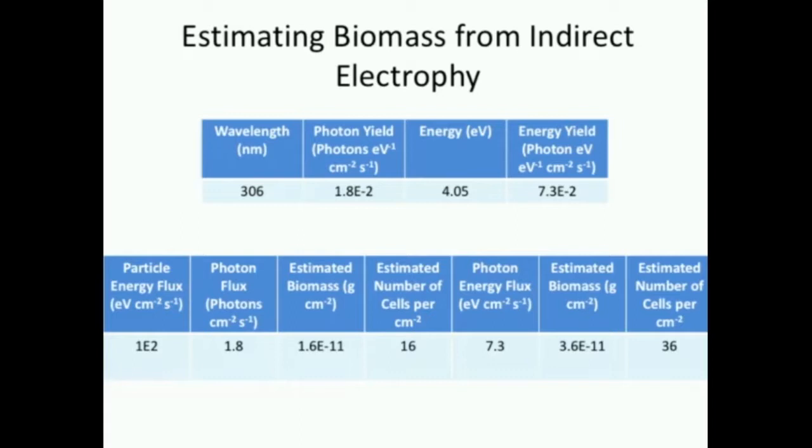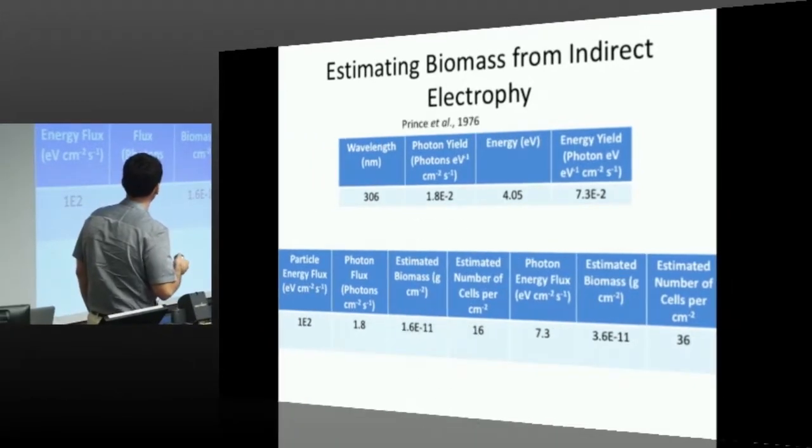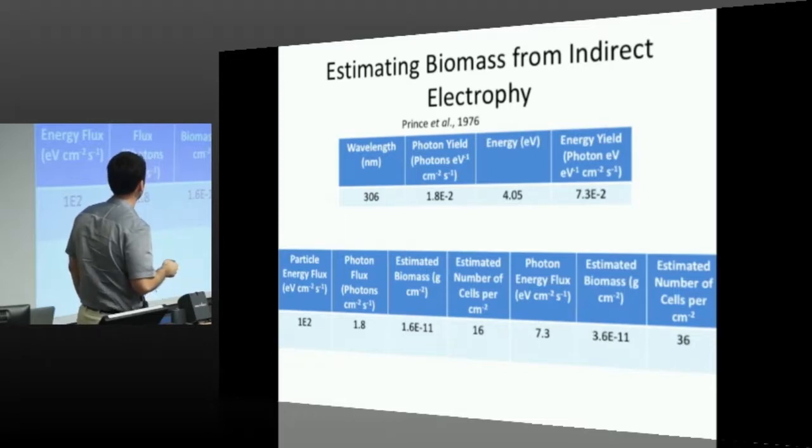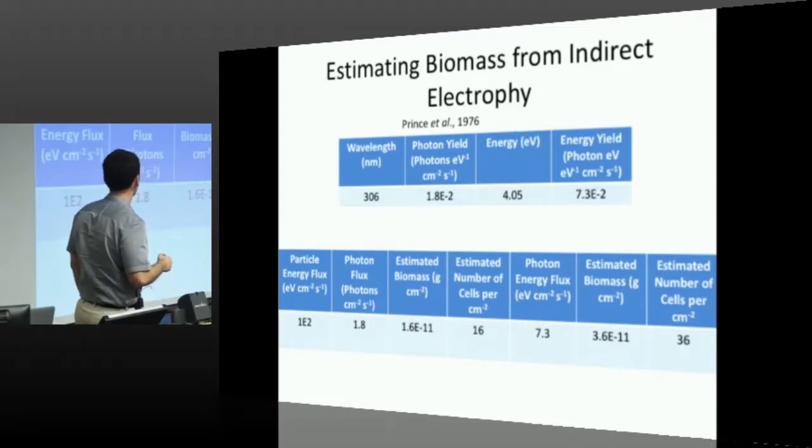So it turns out that ice fluoresces when you irradiate it with electrons. One of the wave numbers of photons that comes out is found at 306 nanometers. There was already some work done on what the photon yield was from that. We also converted that to its energy value in electron volts and created an electron yield based off of that.